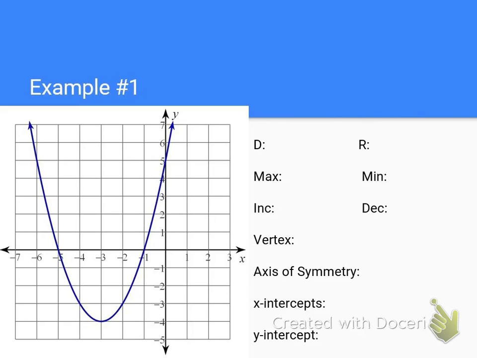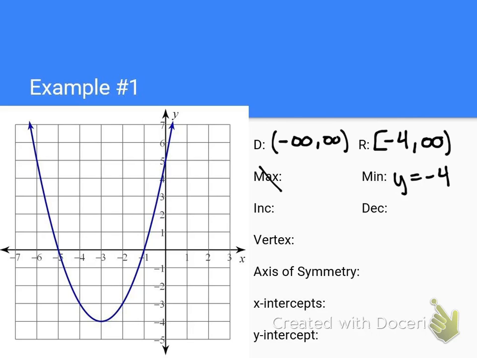Okay, so for the domain, again, the arrows go on and on, so I have negative infinity to infinity. Then the range, my lowest point is at negative 4. I'm going up forever, so this goes negative 4 to infinity. I don't have a max because there's no highest point. Right? And then my minimum occurs when y equals negative 4.